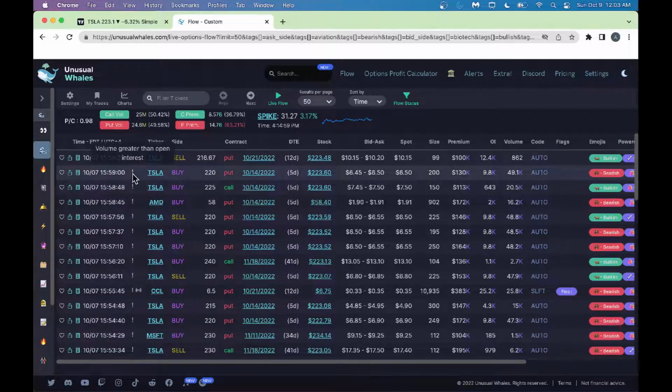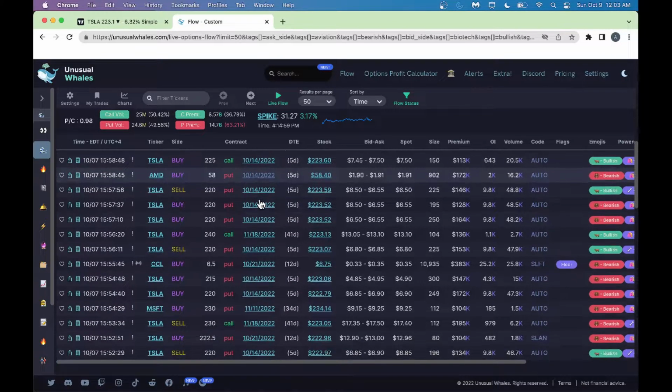The moment you see volume greater than open interest, that tells you today's volume is higher. Look here, volume is 49.1k, open interest is 9.8k. That's a clue for you. That tells you there's more demand for this option with this strike price.